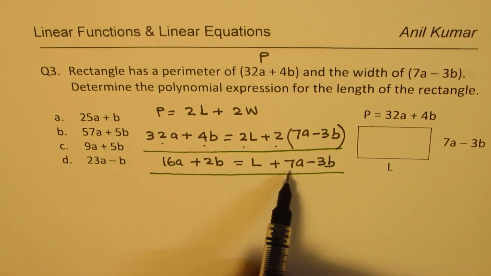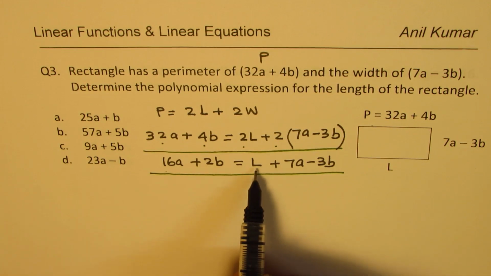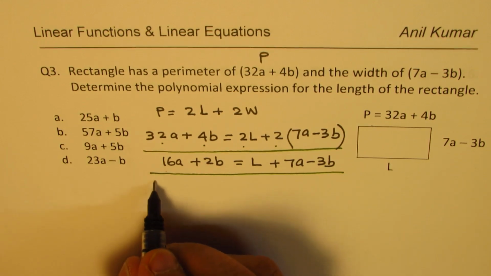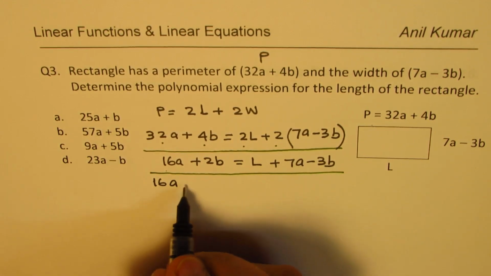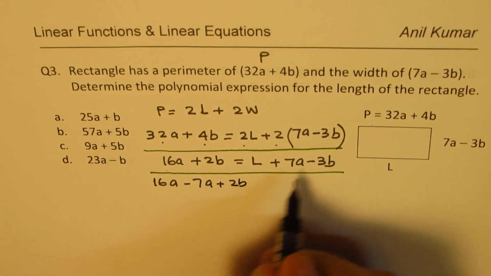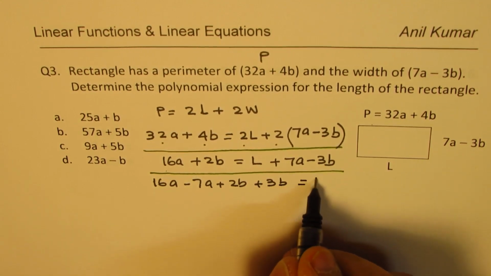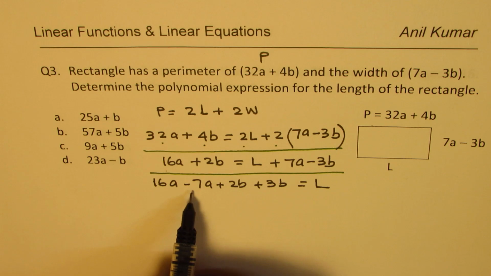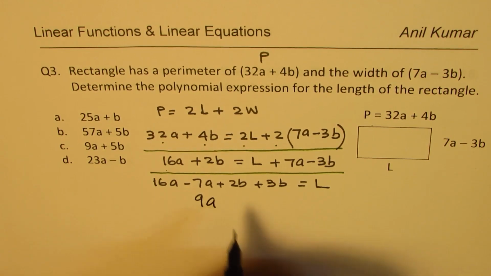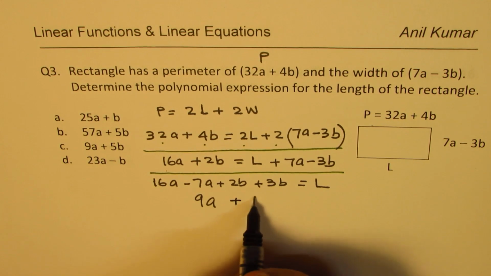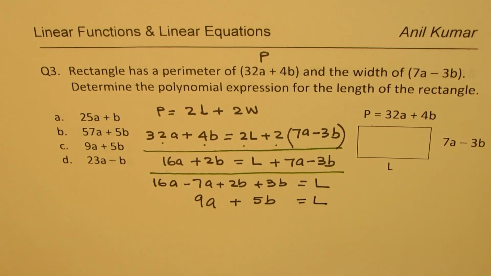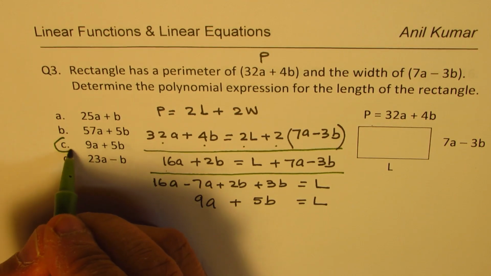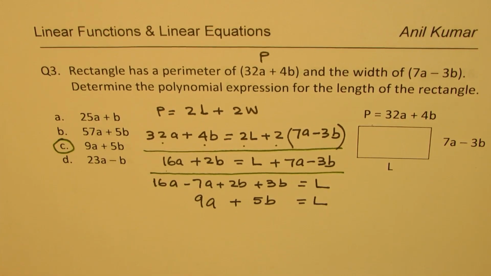So now we have to bring the like terms together. Rather, we need to isolate what length is, right? We want what length is. So let's bring them to the left side. We have 16a. The a term here is 7, so we'll say minus 7a plus 2b. The b term here is plus 3b, and that is our length. So combining the like terms, we get 16 minus 7 as what? 9, right? So we get 9a here, and when we add 2 and 3, we get 5b, and that becomes the length, equals length, which is our option C. Correct? So that is how we could actually solve it. I hope that makes sense. Perfect? Okay.